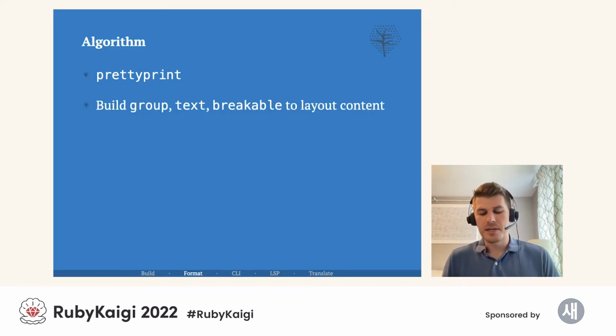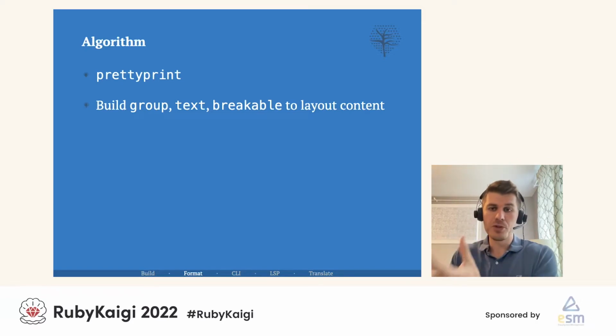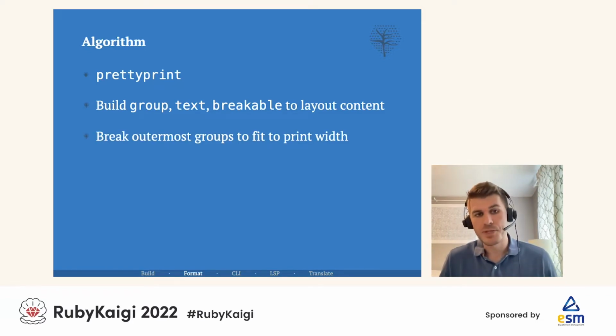And the idea is that it's going to build this intermediate representation that is, instead of every node in the tree being an object, it's going to have every node in the tree be like a doc node, which is a node that represents how things should be formatted. A text is just actual content. The breakable is where new lines could be inserted, and a group is a set of text and breakables that says that should be broken up together. The overall algorithm is to break the outermost groups to fit to the print width.